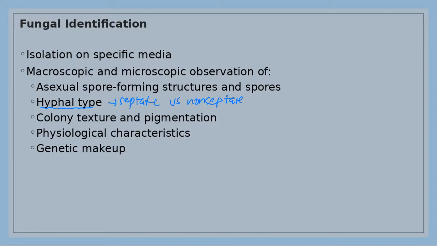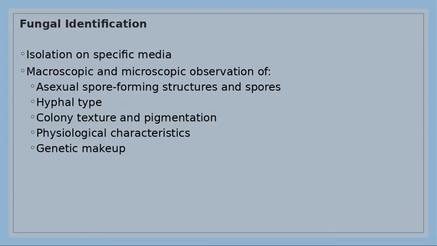And then colony texture, if it is a mold, for example, what is the color? Maybe brownish, yellowish, or white, and so on. So this is the mold texture and pigmentation, physiological characteristics, and also checking the DNA. Usually you may use PCR to see the genetic makeup of this fungi. So these are the methods usually used for identification.